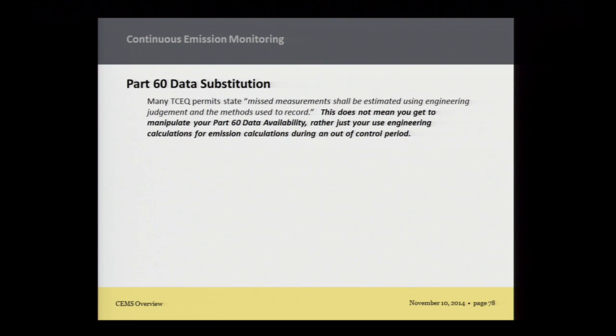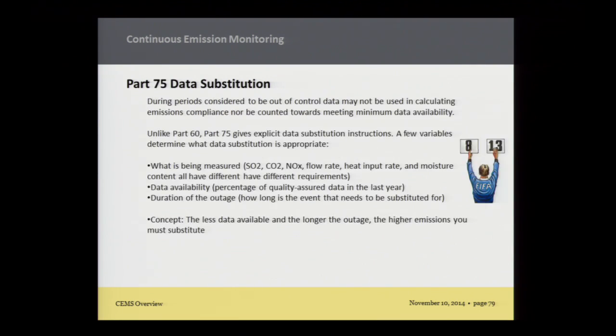Part 60, many TCEQ permits state missed measurements shall be estimated using engineering judgment and methods used to record. This does not mean you get to manipulate your Part 60 data availability. Rather, you just use engineering calculations for emission calculations during an out of control period. So they're saying if you can't rely on your data, your engineers should know and just go use that data.